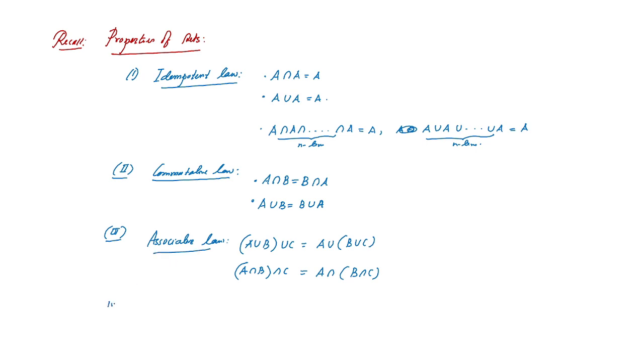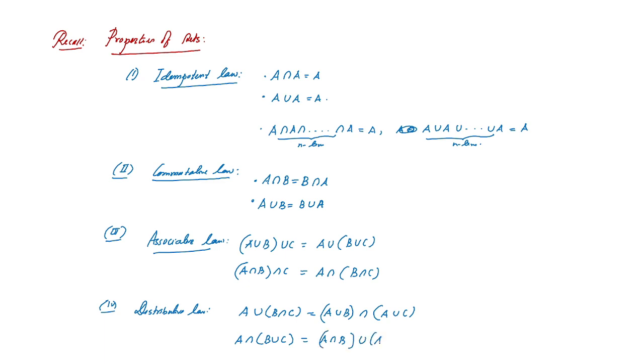There is another important law, called the distributive law. Distributive law says A union (B intersection C) is (A union B) intersection (A union C), and A intersection (B union C) is (A intersection B) union (A intersection C). We must recall all the laws, and all the laws are very important in our examination.